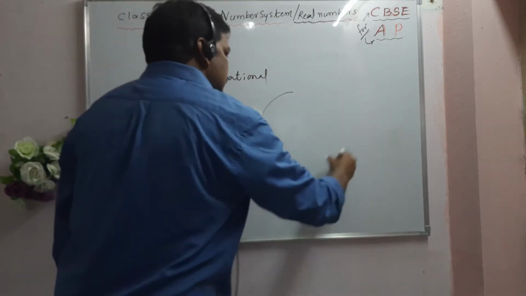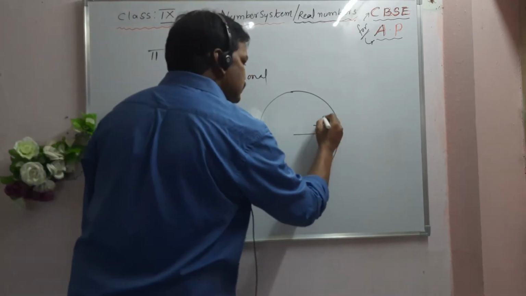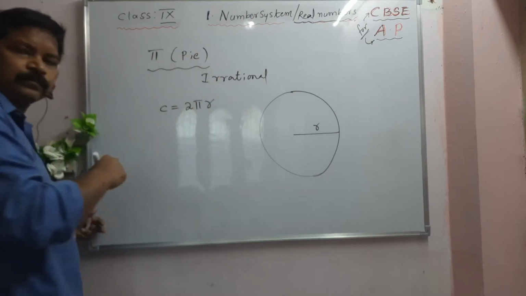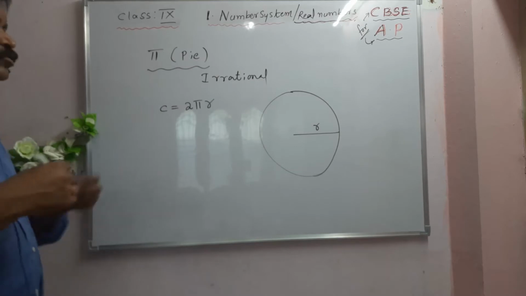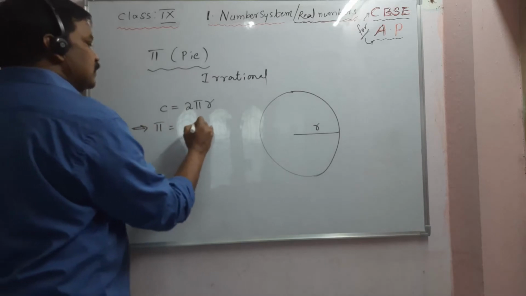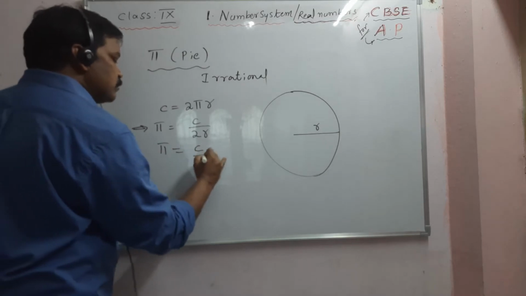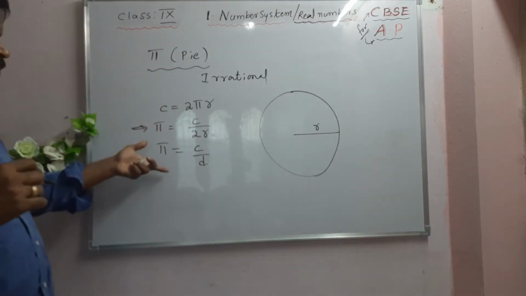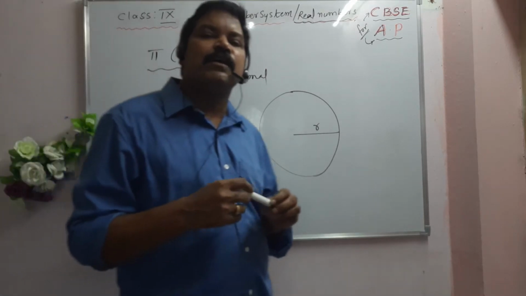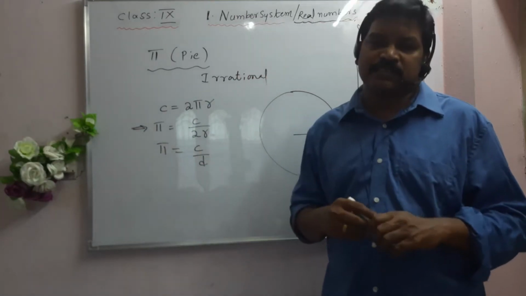You know, what is the circumference of a circle? This is the radius. The circumference of a circle is 2 pi r. That means here make pi the subject. That is c by 2 times r. So pi is equal to c by d. So this pi can be defined as the ratio of circumference and diameter of the circle.